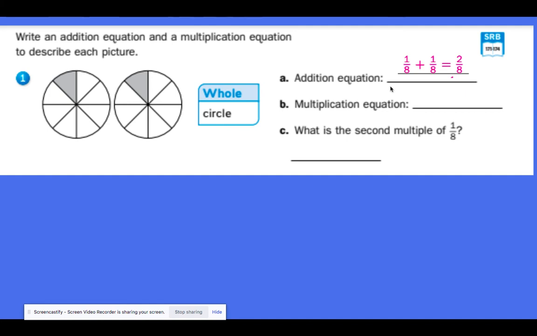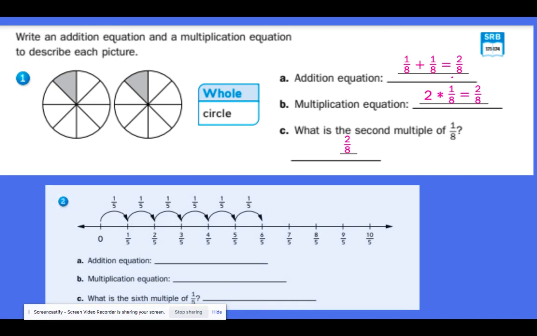What's your multiplication equation here? Well, if you have two fraction circles and you're multiplying 1/8, you would also get 2/8. So it's 2 times 1/8 equals 2/8. And the question is, what's the second multiple of 1/8? So if you're counting by 1/8, again, that word multiple means counting by. So we're counting by 1/8, so the second multiple of 1/8 would be 2/8.